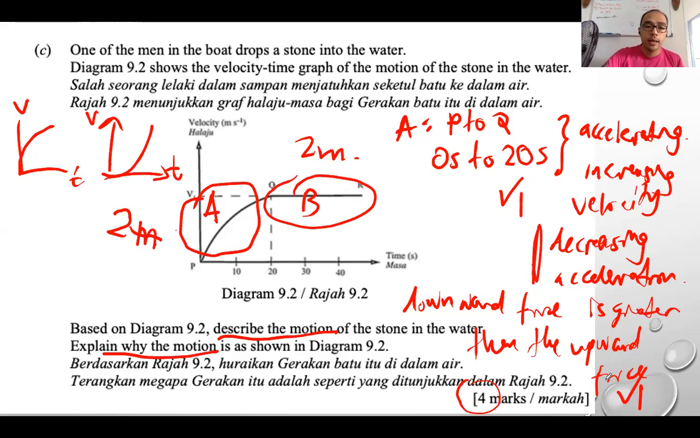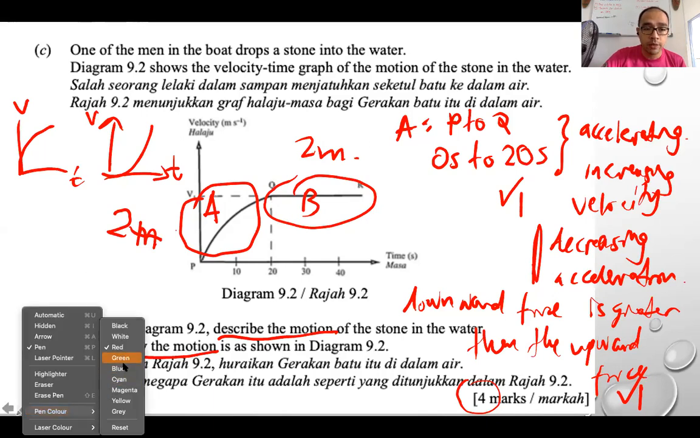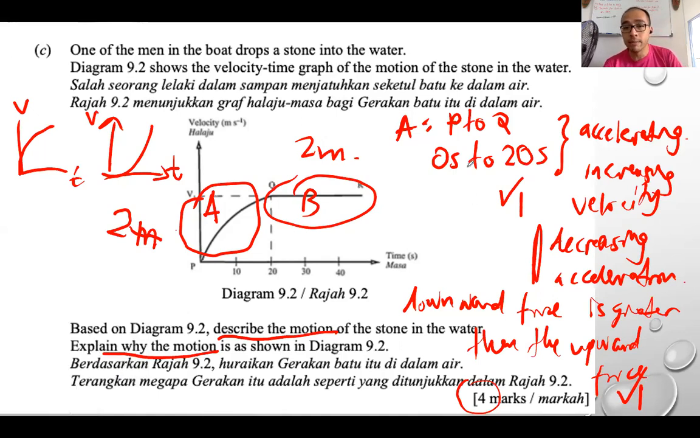Okay. Now section B. Okay, part B over here. I'm going to change color just to differentiate. But basically, the template is the same lah. Okay, from Q to R, or from 20 to 40 seconds.